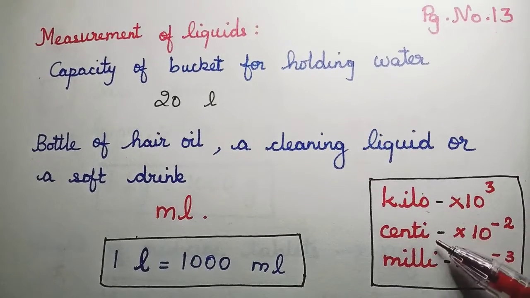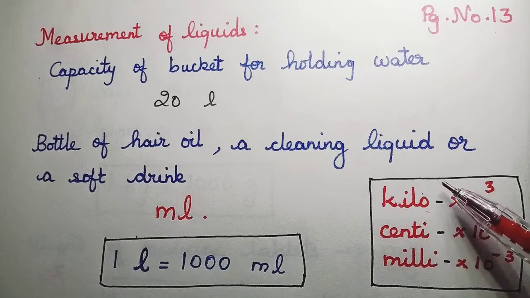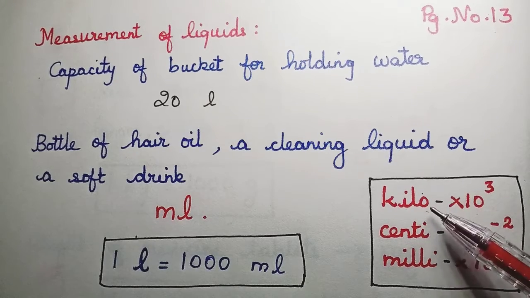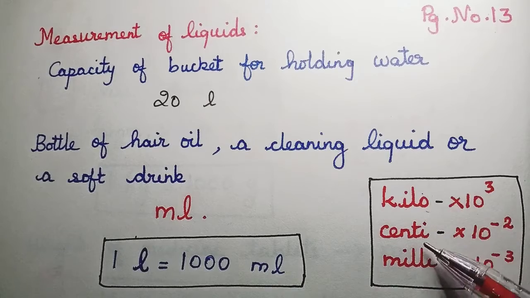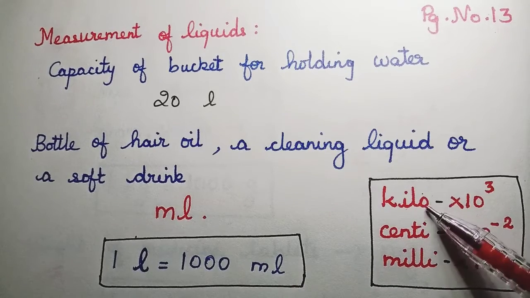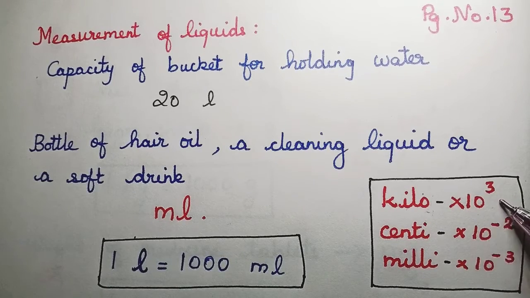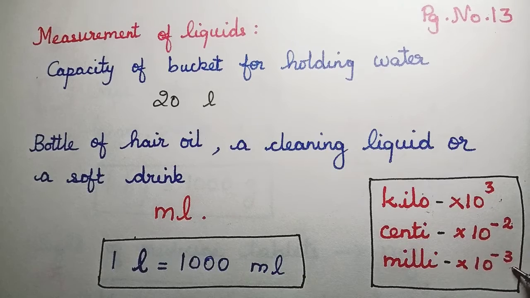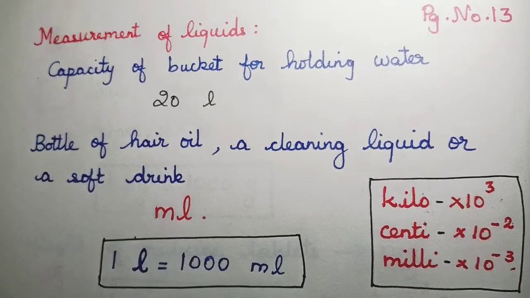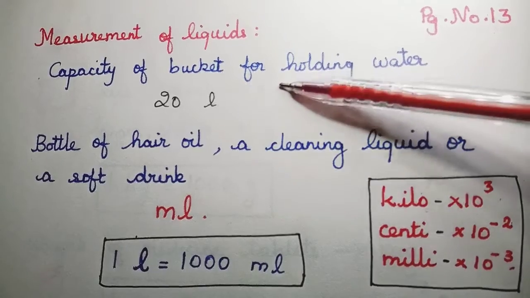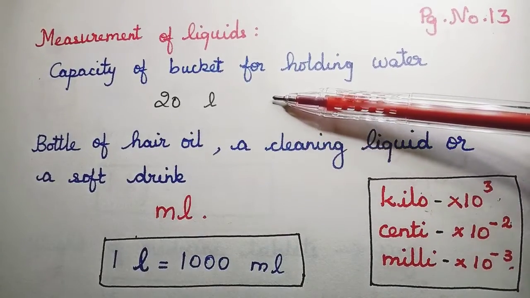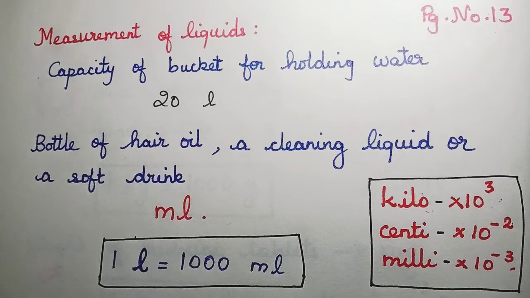This kilo, centi, milli, you have to just join as a prefix with liters. Kiloliters, centiliters, milliliters. So kilo means 10 to the power 3 liters, that is 1000 liters. For centi, you apply 10 to the power minus 2. For milliliters, you apply 10 to the power minus 3. So the capacity of a bucket for holding water will be approximately 20 liters. You all know a bucket of water is a huge amount, so it will be 20 liters.